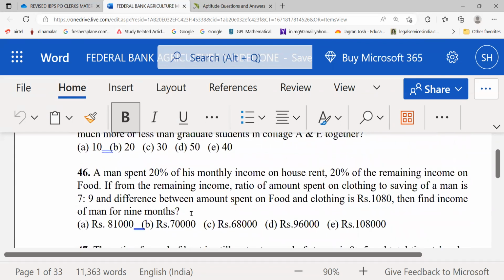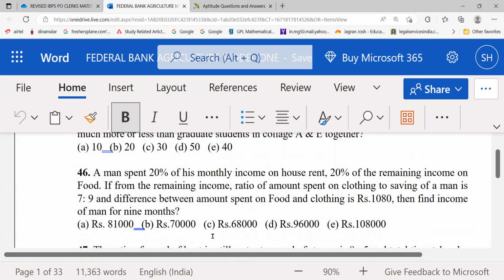Followed by questions like this. A man spent 20% of his monthly income on house rent, 20% of the remaining income on food. If from the remaining income the ratio of amount spent on clothing and saving of the man is 7:9, the difference between the amount spent on food and clothing is 1080, then find the income of the man for 9 months. See here, in this question, there are so many catch points. Here they are asking to find the income for 9 months.